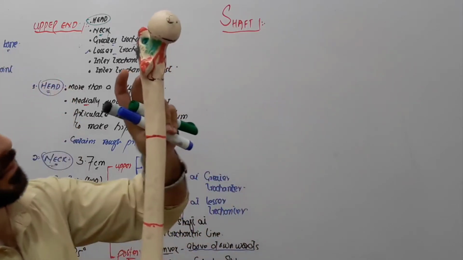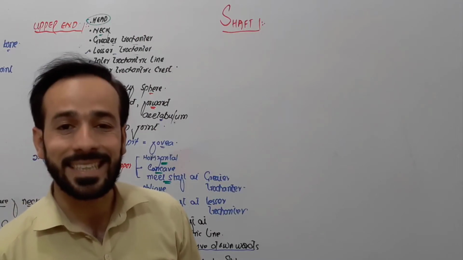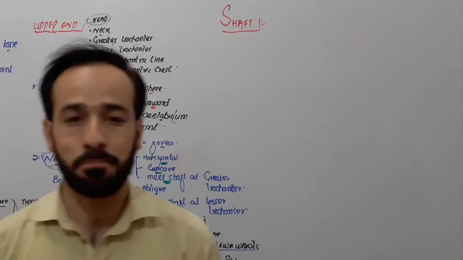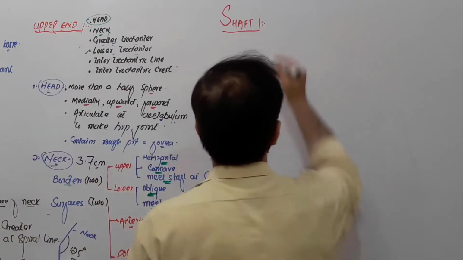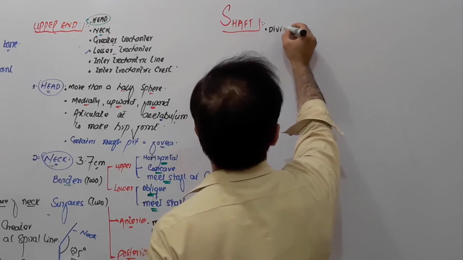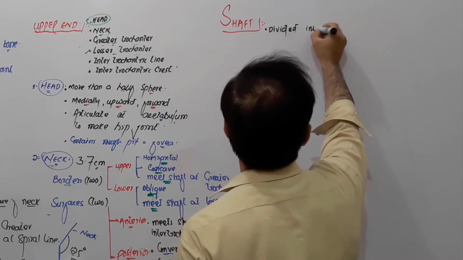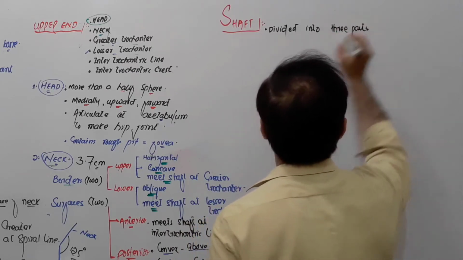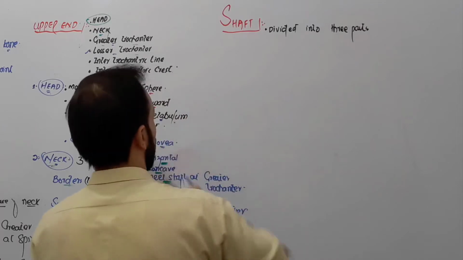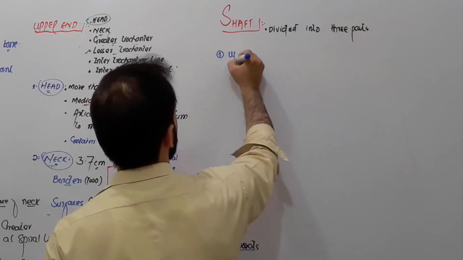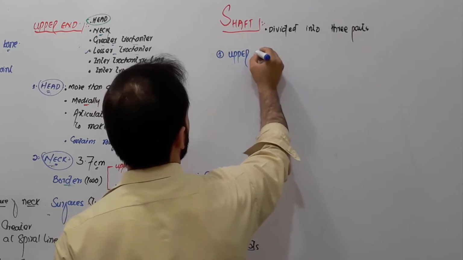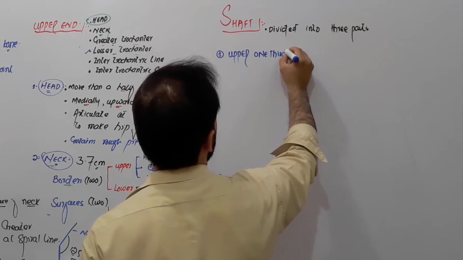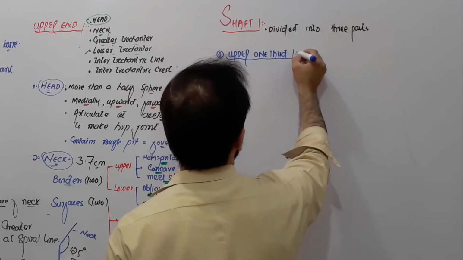So let us discuss the upper 1/3. Actually, we say that the shaft of the femur is divided into three parts. The first one is the upper 1/3. Now we discuss the features of the upper 1/3.